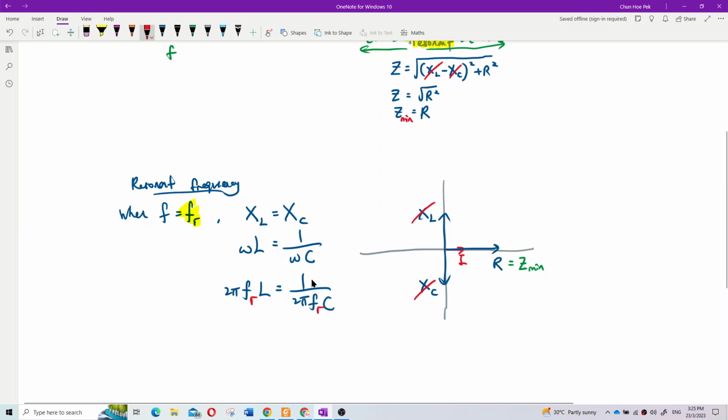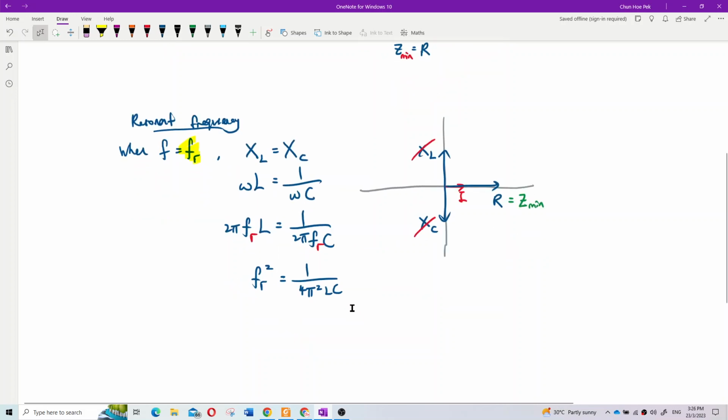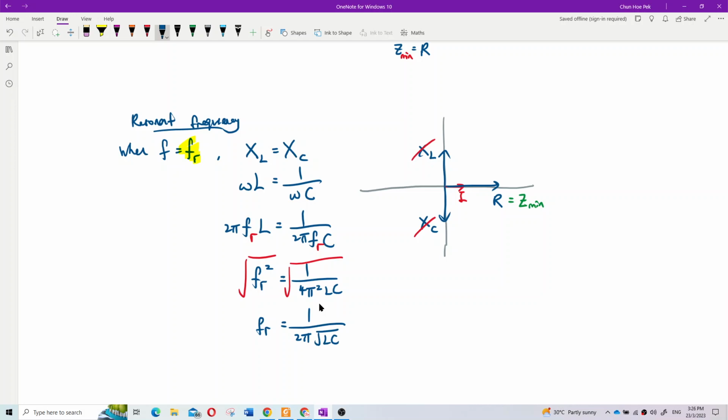So Fr square, and then here you get 4 pi square. These 4 pi square go below, and then LC go below. So we square root both sides, we get 1 over. When I square root both sides, this 4 pi square becomes what? It becomes 2 pi and then square root LC. Understand, class?